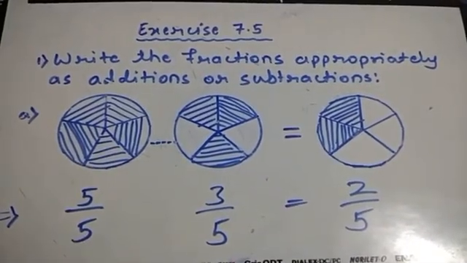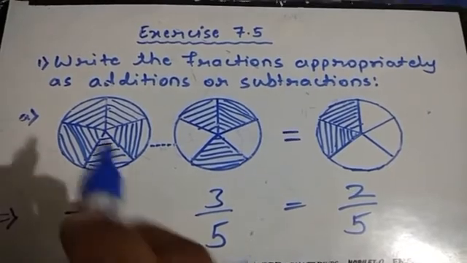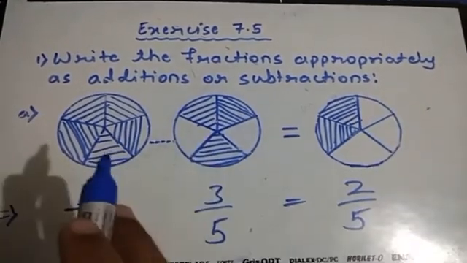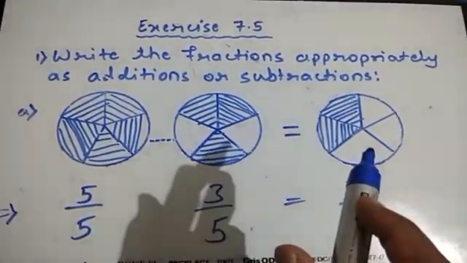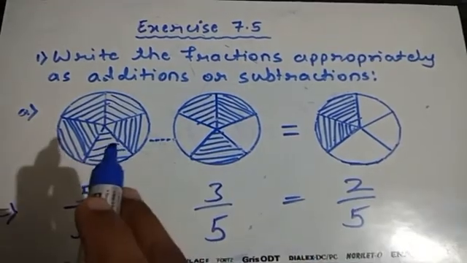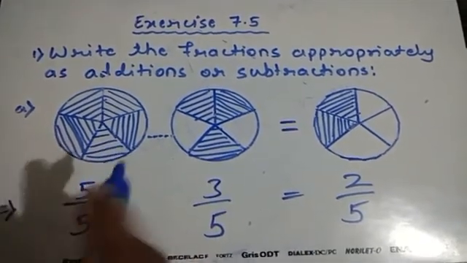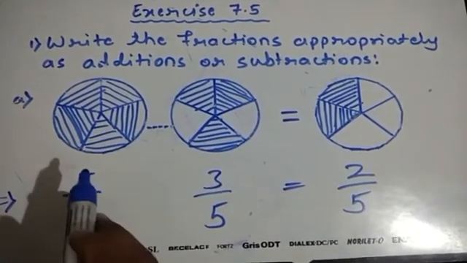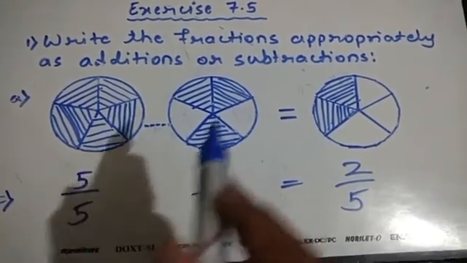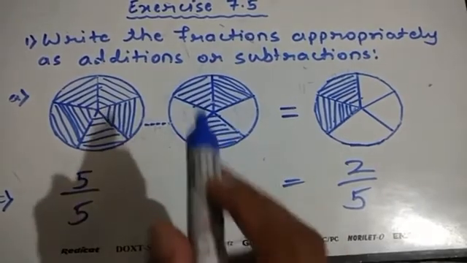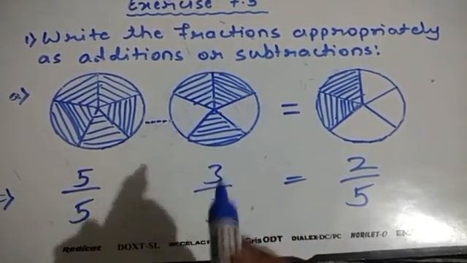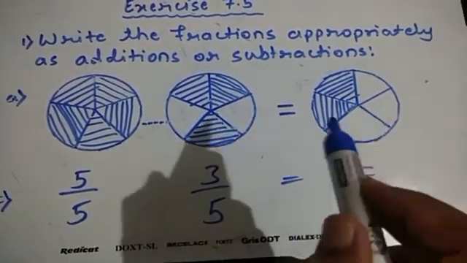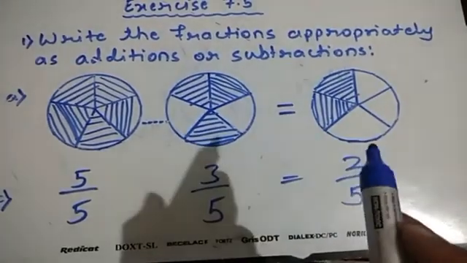In that first question, write the fractions appropriately as additions or subtraction. Now here some figures are given, and those figures are divided into some parts and some parts are shaded. In this figure, all the parts are shaded, therefore out of 5 all the parts are shaded, therefore 5 upon 5. In this figure, total 3 parts are shaded out of 5, therefore 3 upon 5. Out of 5, 2 parts are shaded, therefore 2 upon 5.